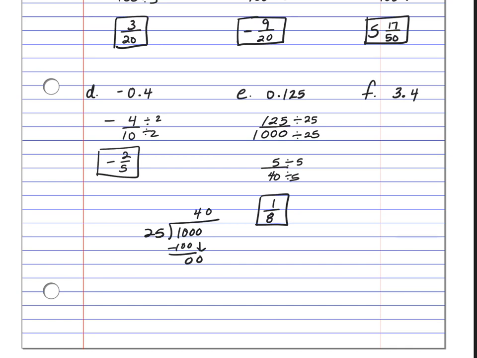And letter F, 3 is going to be our whole number. We have 1 digit, 4, to the right of the decimal point, which leaves us with 1 zero in the denominator. Those are both even, and we end up getting 3 2/5.